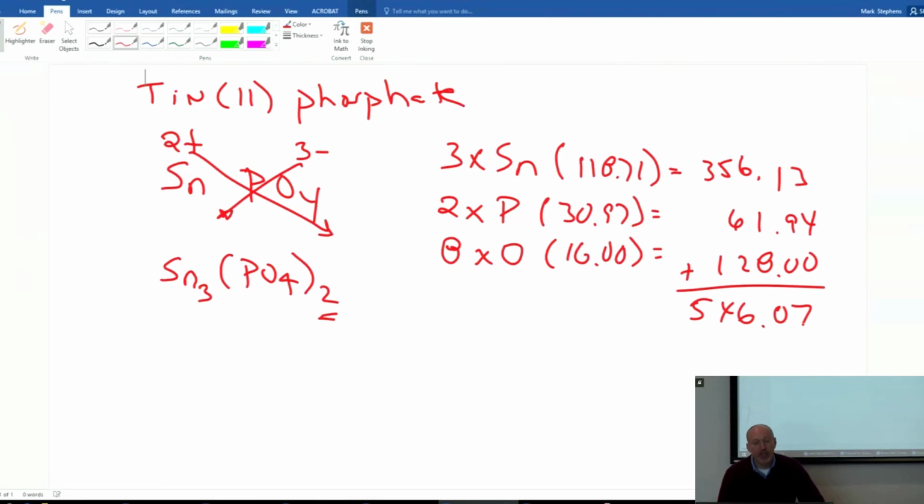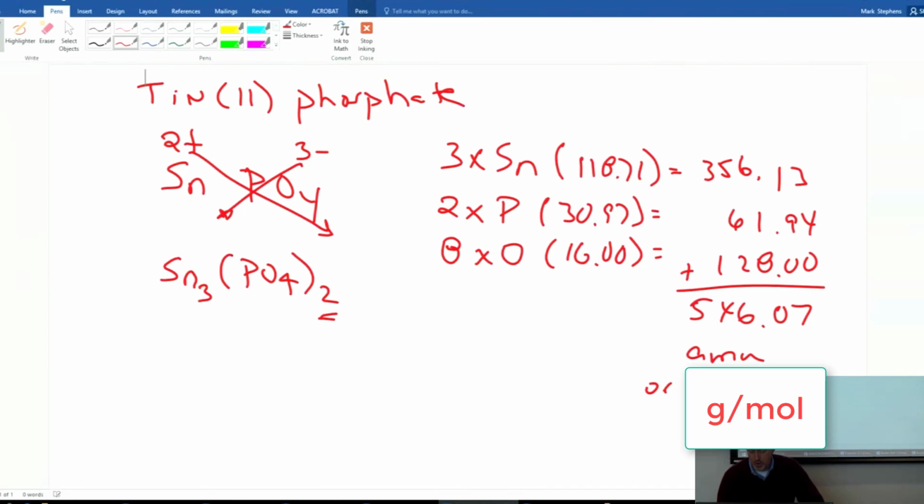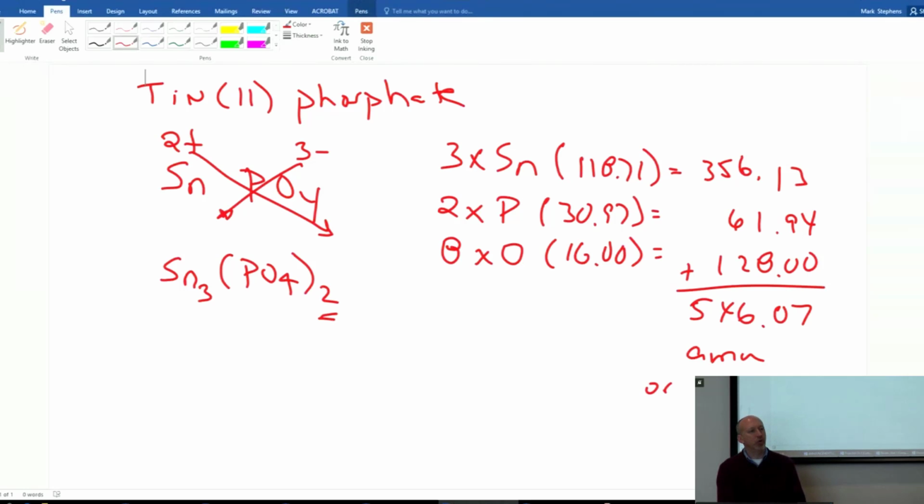546.07. Now we need a unit for that. The unit can either be AMU or it can be grams per mole, but you need a unit. So either one is fine. Okay, so do you see what we've done in terms of our working with this inventory? Okay. Look at the next one.